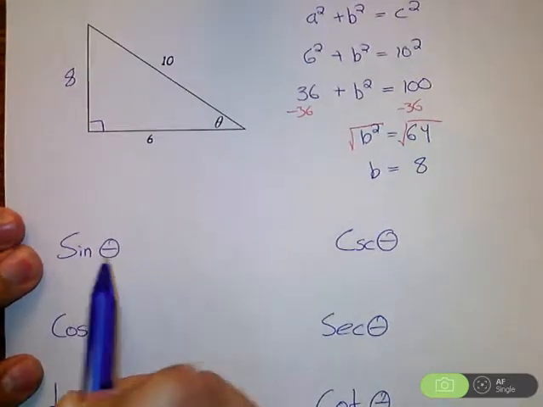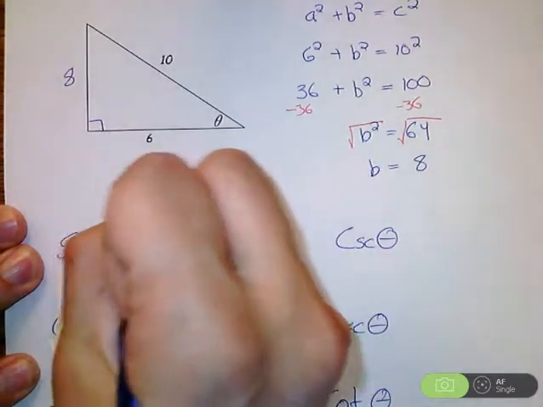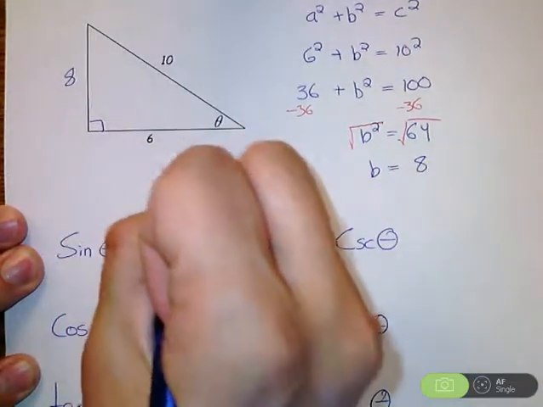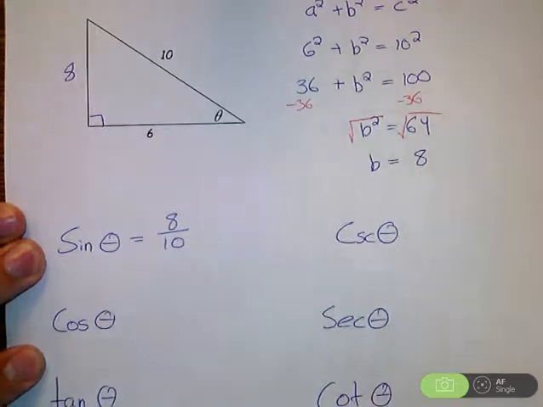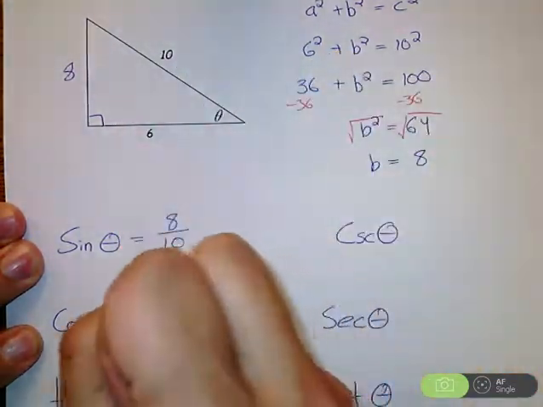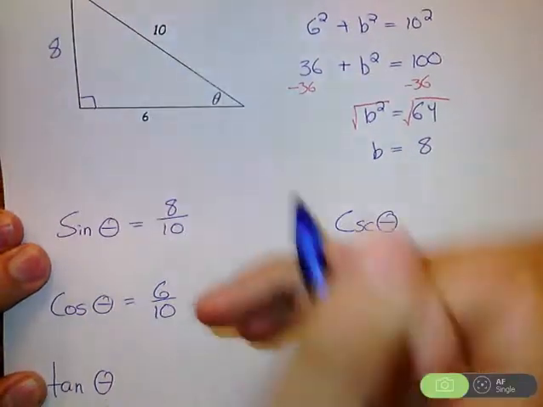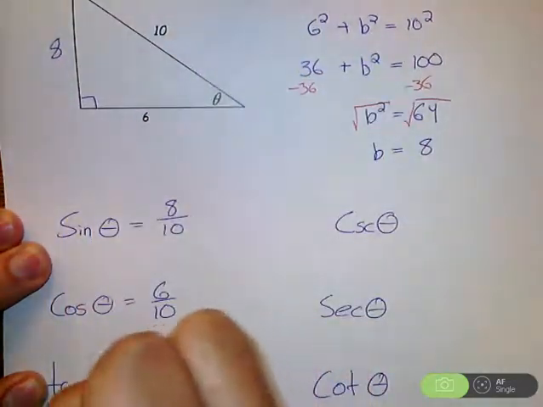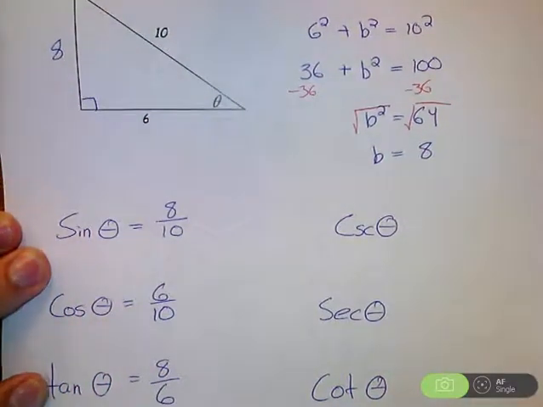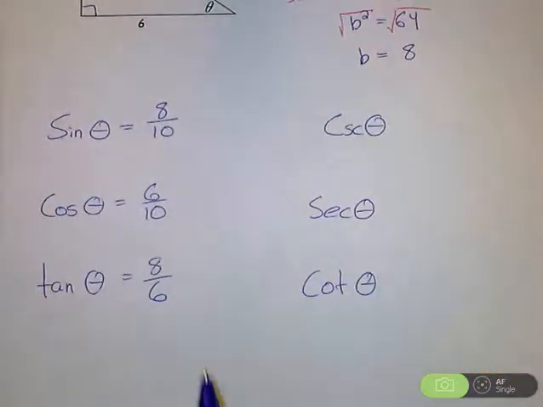So if we recall, sine of theta is always the opposite divided by the hypotenuse. So I'm going to have 8 divided by 10. Cosine is going to be adjacent divided by hypotenuse, so that's 6 over 10. And then tangent is going to be opposite over adjacent, so 8 over 6. Now I could simplify all of those right now, but hold off on that. You're going to make your life a little bit easier. Let's fill in all 6 of these first, and then we'll work on simplifying.